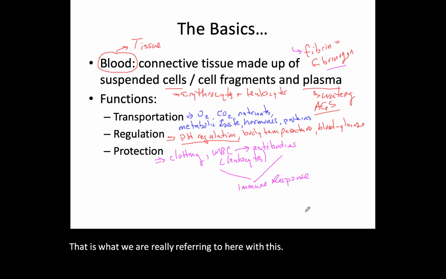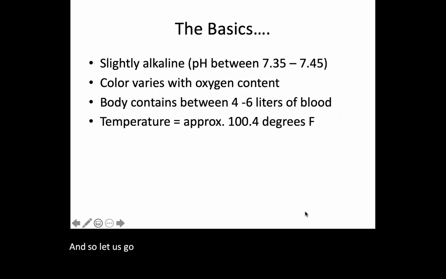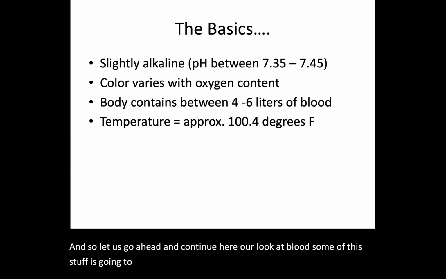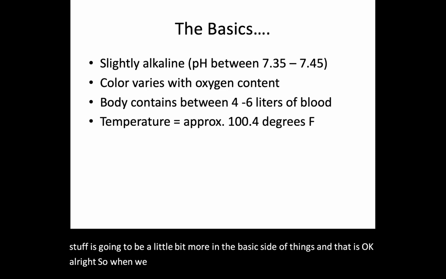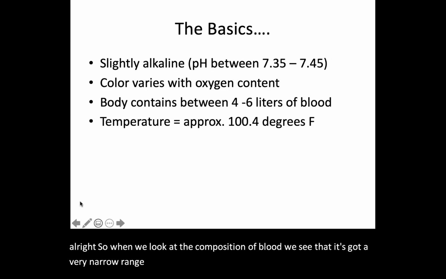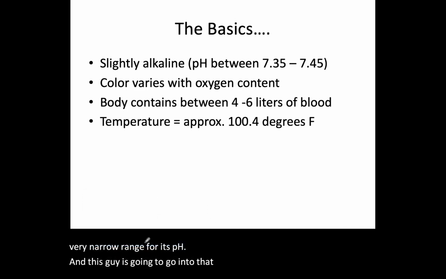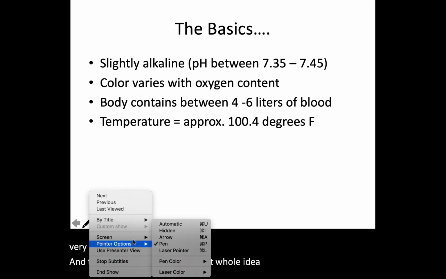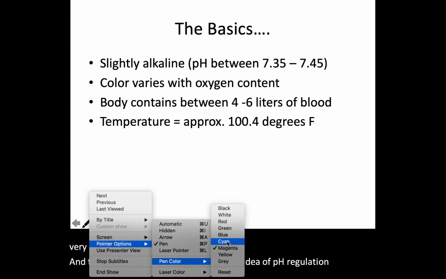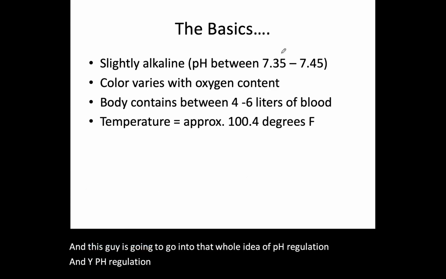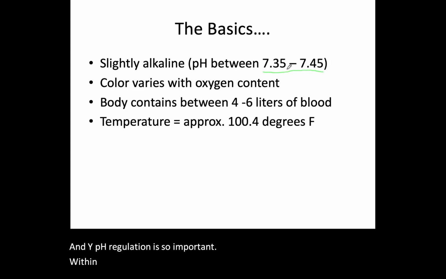And so let us go ahead and continue here our look at blood. Some of this stuff is going to be a little bit more on the basic side of things, and that is okay. All right, so when we look at the composition of blood, we see that it's got a very narrow range for its pH. And this is going to go into that whole idea of pH regulation and why pH regulation is so important within blood, because that's a very narrow range.